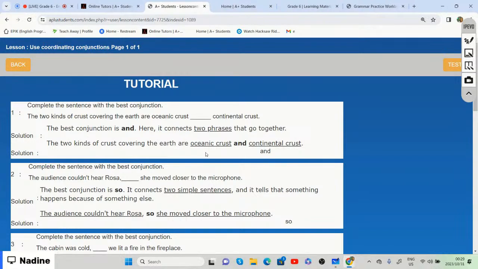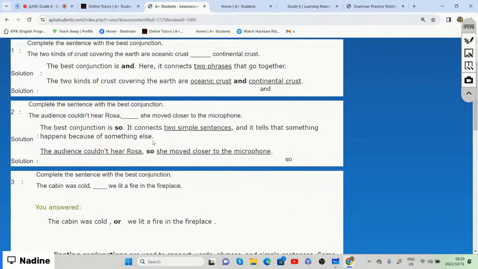And then the second one says, the audience couldn't hear Rosa. She moved closer to the microphone. So basically, the base conjunction is "so." And "so" connects two simple sentences, and it tells that something happens because of something else. That is "so."